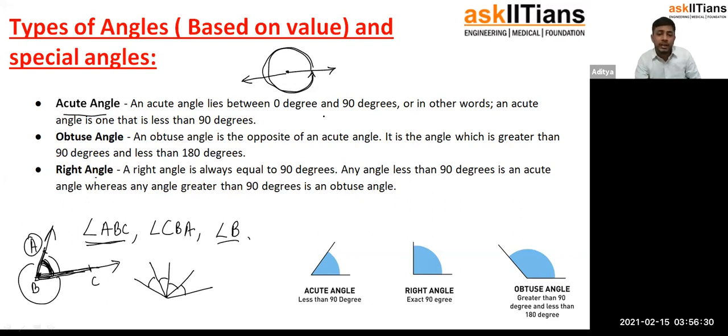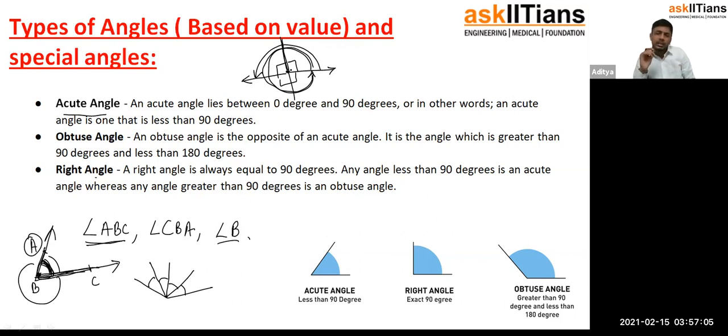Naturally, how much will this half revolution be? It will obviously be half of 360 degree, which is 180 degree, and that's how we get 180 degree as a straight angle. Once again, if I divide 180 degree into two halves, we get 90 degree and 90 degree, which we refer to as the right angle. That's how we are obtaining 180 degree, 90 degree, etc.